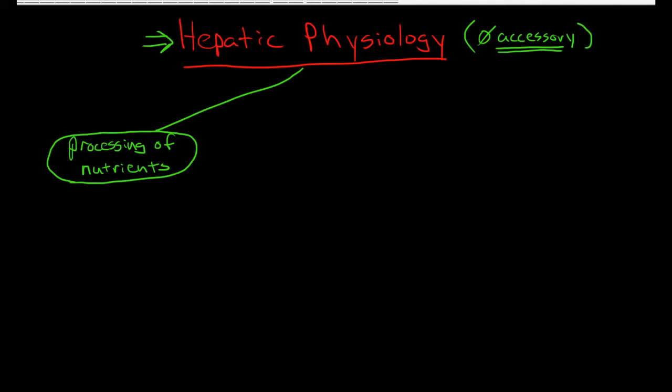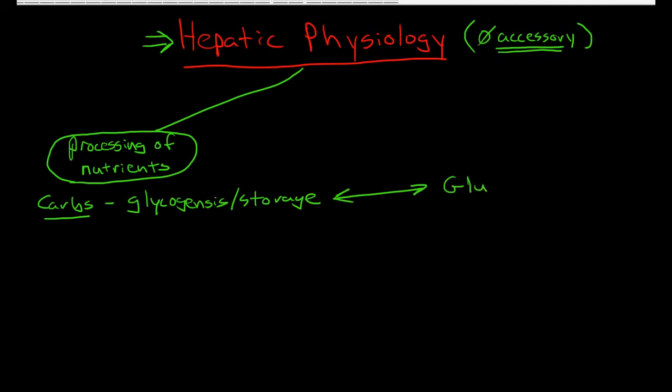Okay, so processing of nutrients. There are three main classes of nutrients. There are carbohydrates, and the liver is involved in processing carbohydrates, in mediating the balance between glycogenesis and storage, and gluconeogenesis.